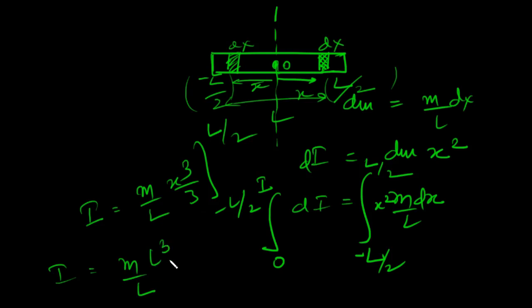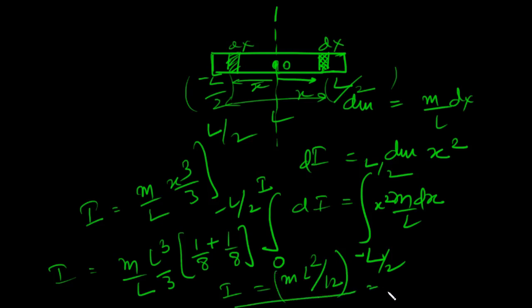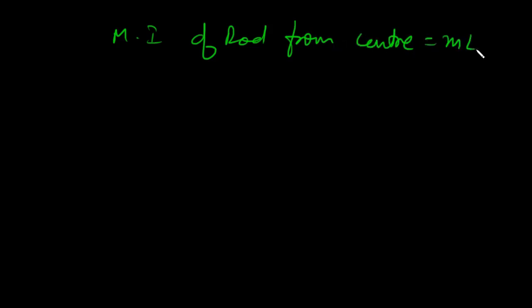We can take L cube as common, and 1 by 3 we will also take common. Since it is x cube, this will be 1 by 8 plus 1 by 8, because the cube of minus half will be negative, and we will always subtract it. So this will be 1 by 8 plus 1 by 8. This will be equal to mL square by 12. So this is the answer. So the moment of inertia of the rod from the center is mL square by 12.